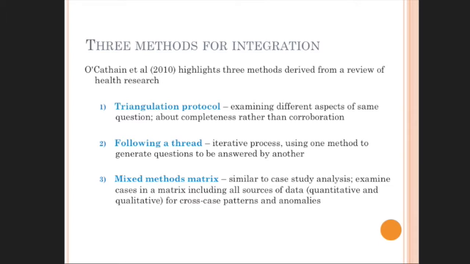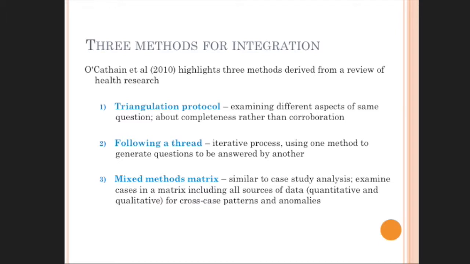And then they talk about following a thread, which is more about going back and forth between methods, asking questions with one method and then trying to answer it with the other, and that interplay between the different types of data. So with triangulation, they talk more about the integration happening at the interpretation level, whereas following a thread happens more at the analysis level. So you're doing different types of analysis, but they're both informing the other.